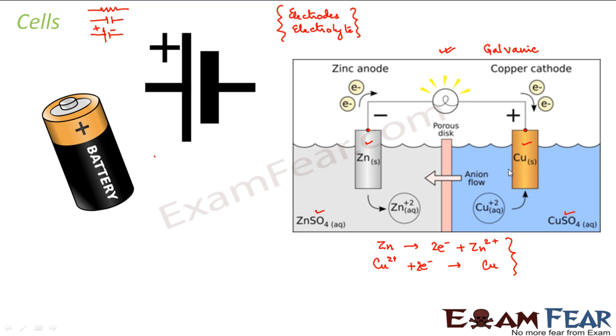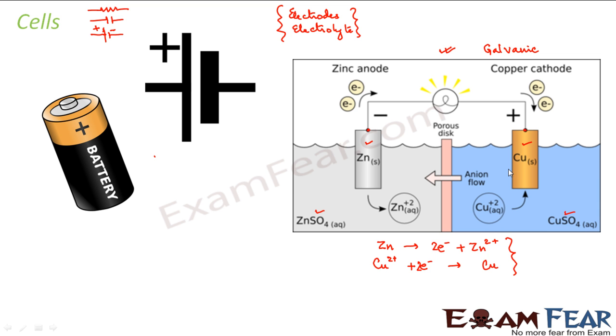So a time comes when your zinc electrode does not exist at all. It becomes so thin that its thickness becomes negligible. When your zinc electrode almost vanishes, your battery stops working. You say that now it is time to charge your battery. You have to charge the battery. Right? So this is the basic working of any cell.